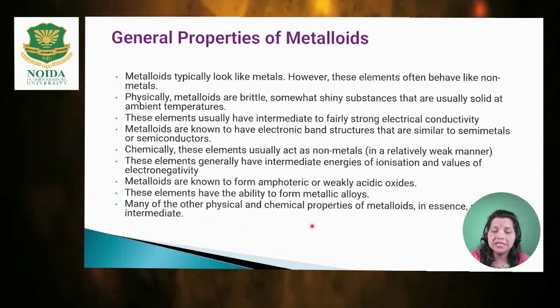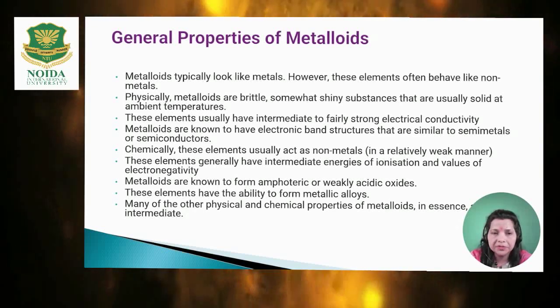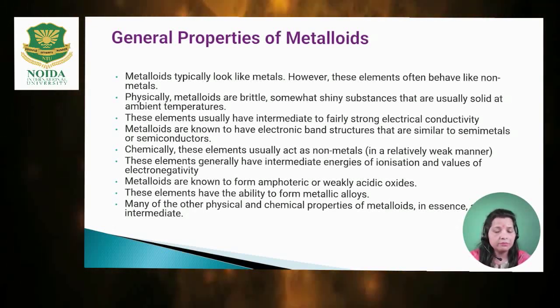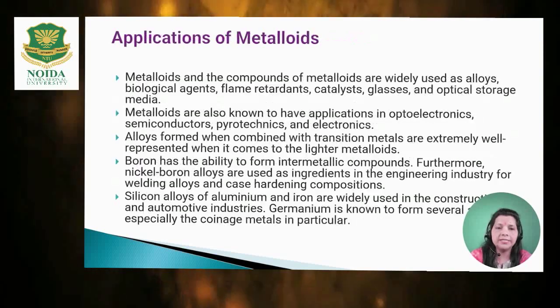Many other physical and chemical properties of metalloids are in a sense intermediate between the metals and the non-metals. You can easily understand that metals and non-metals are quite opposite to each other. Whatever the metals have, non-metals do not have those properties, whereas metalloids are in between the metal and non-metal. They sometimes behave like a metal, and sometimes behave like the non-metals, right?